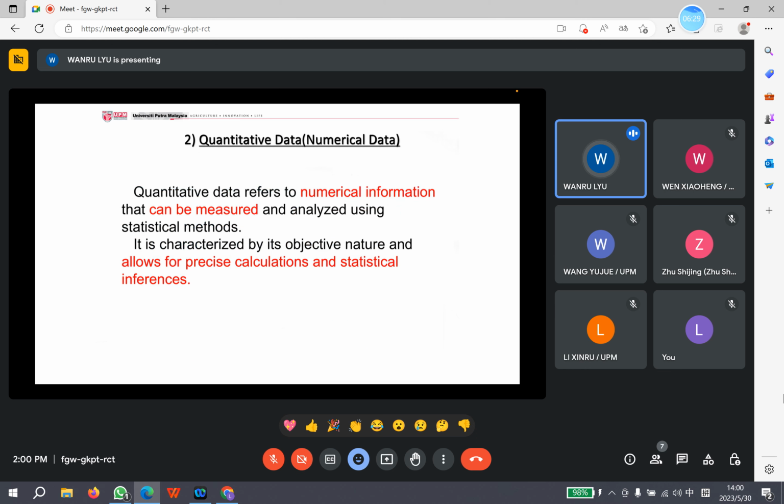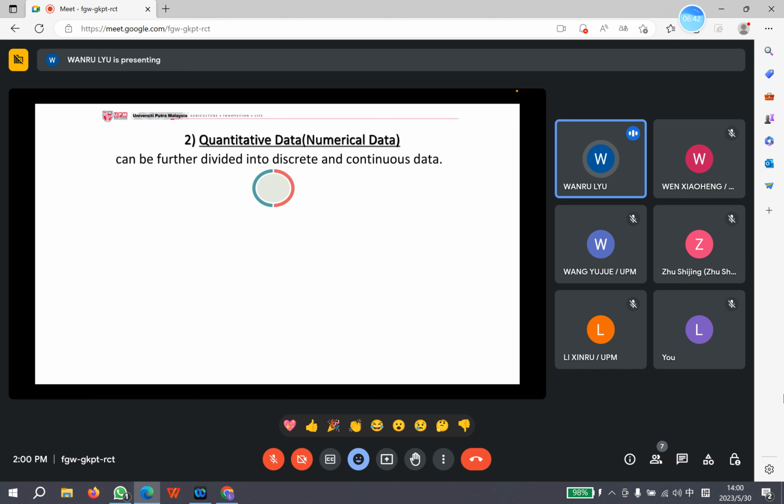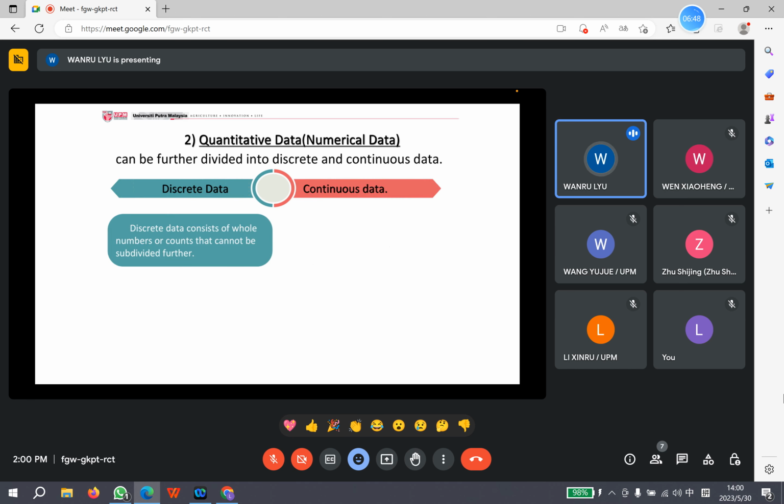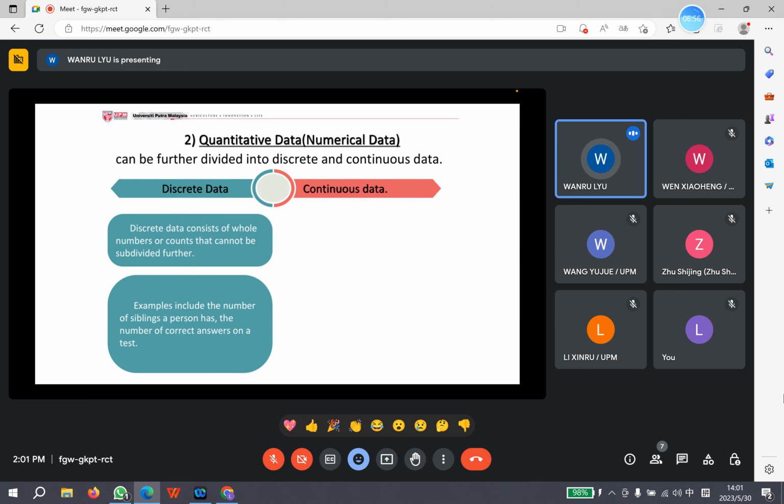Quantitative data can also be called numerical data because it refers to numerical information that can be measured. It is always objective and allows for precise calculations and statistical inferences. It can be further divided into discrete and continuous data. Discrete data consists of whole numbers or counts that cannot be subdivided further. For example, the siblings that you have or the number of correct answers on a test.